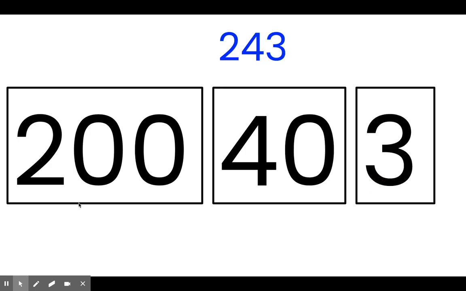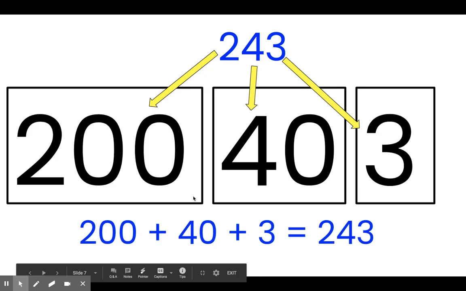243 has 200, 40, and 3 in it. The 2 digit has the value of 200. The 4 is the value 40. And this 3 has the value of 3. We could say 200 plus 40 plus 3 equals 243. We're just expanding it, showing the value of each of these digits and putting an addition sign between them to show that we can pull them apart or we can add them together.